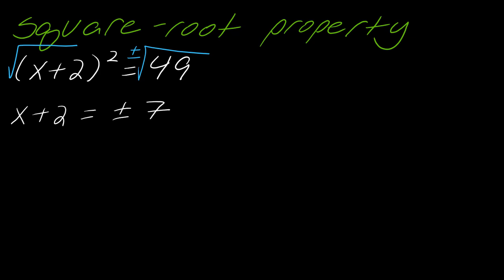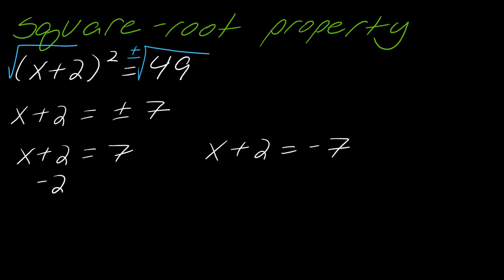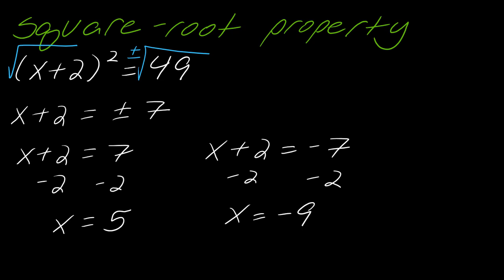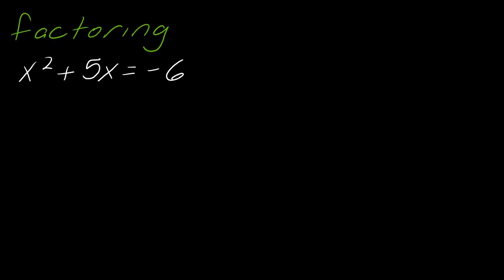Now that I have that plus or minus 7, that turns this problem into 2 problems. I need to solve x plus 2 equals 7 and x plus 2 equals negative 7. So you see that plus or minus has been reflected here. Then I just finish solving for x as usual, subtracting the 2 in all cases. So x equals 5 is one solution and x equals negative 9 is another solution.